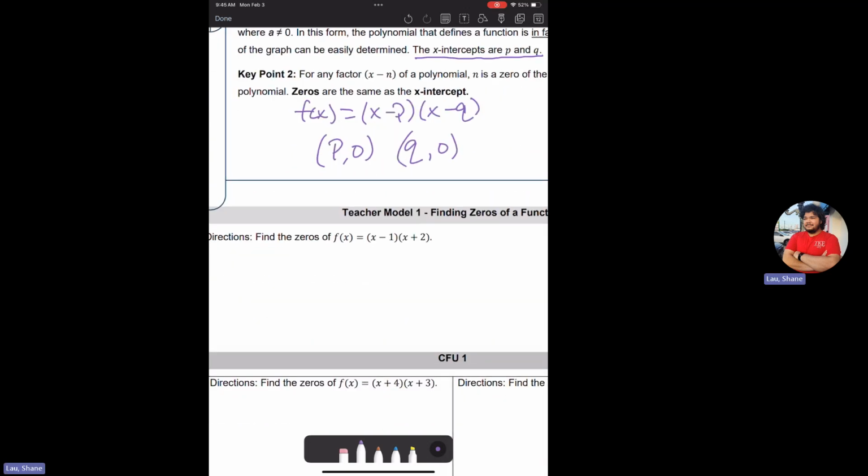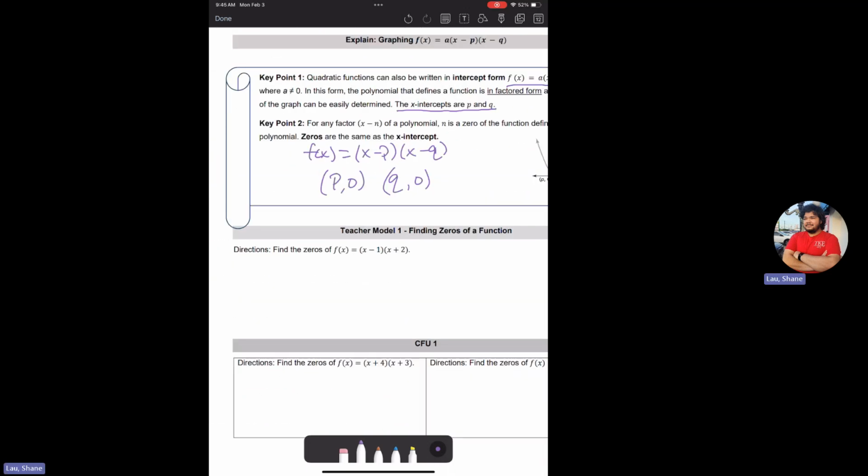Then for our teacher model here, we're going to be finding the zeros of a function. It's actually very simple, not at all difficult. But to understand that, we first need to remind ourselves that our zeros are only whenever y equals 0. So if we're looking for our x-intercept, we need to figure out when and where our function is going to equal 0 for our y values. So keep that in mind.